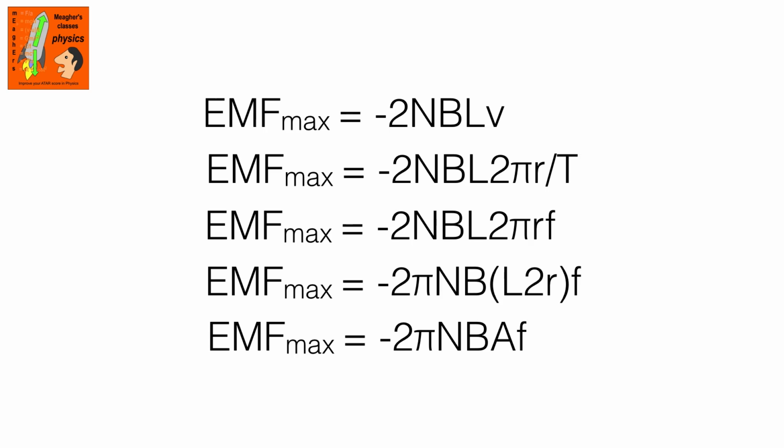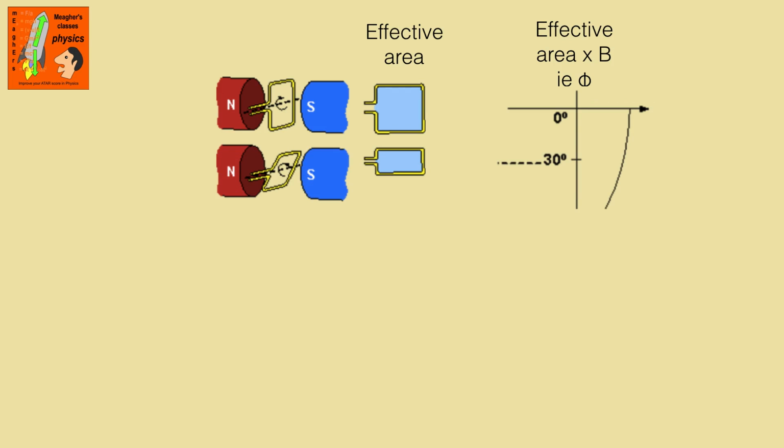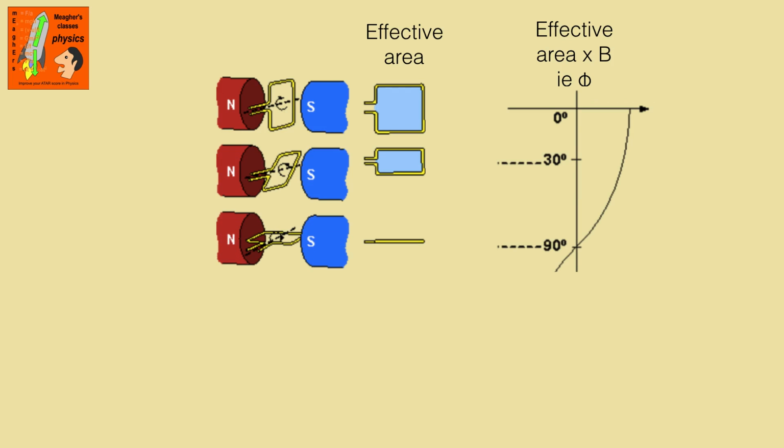But there are these other two types of EMF people talk about. They talk about the average EMF and they talk about the root mean square EMF. So let's consider what they might mean. Let's go back to our coil, and we'll have it rotating through from maximum flux going through the coil to zero flux going through the coil.